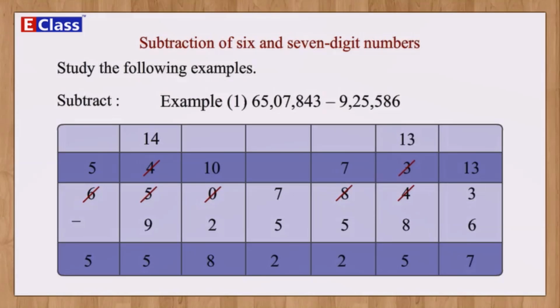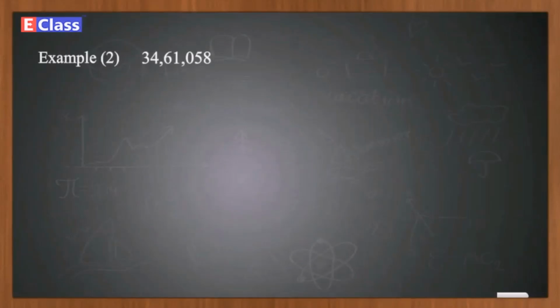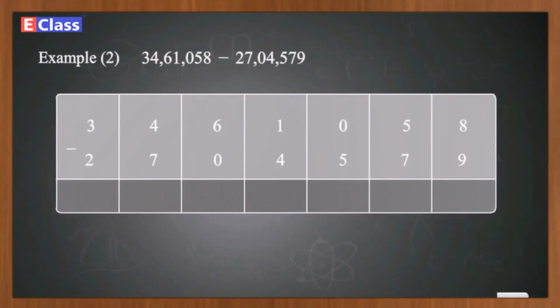Example 2. 34 lakh 61,058 minus 27 lakh 4,579. We have to do the subtraction by keeping the borrowed number in mind and without writing it. So, let's start. First of all, we subtract the units place.